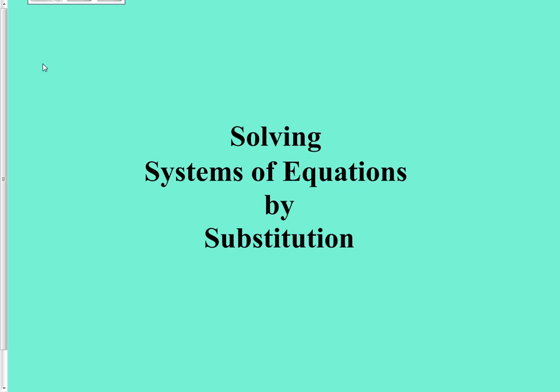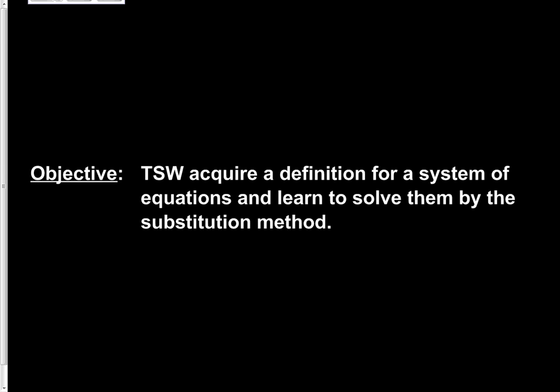So let's get started. Your objective for Monday will be: the student will acquire a definition for systems of equations and learn to solve them by the substitution method. Copy down your objective, and again, these notes are for Monday, November the 4th. So copy the objective and put the date, and as always, press pause anytime you need more time and hit play when you're ready to move on.